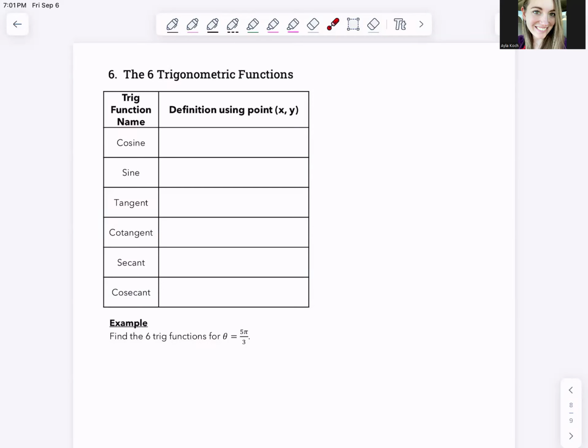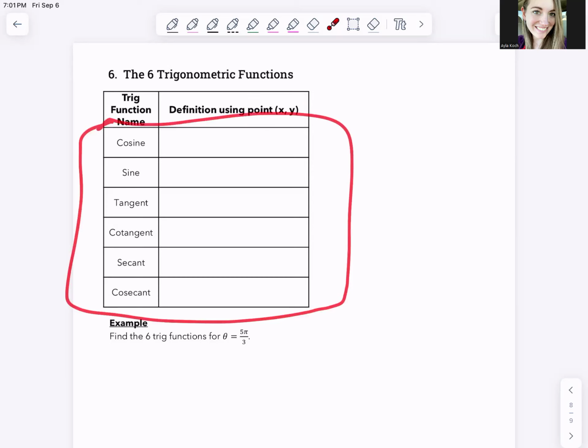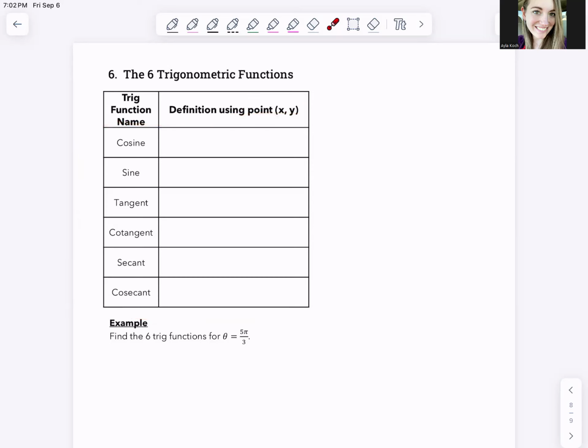The 6 trigonometric functions. Up to this point, we've talked about sine and cosine. Those are 2 trigonometric functions that we've talked about, and we define them using a point on the unit circle where an angle theta terminates. But there's 4 additional trigonometric functions, and these make up, between the 6 of them, all of trig, really. So let's start with what we had already.